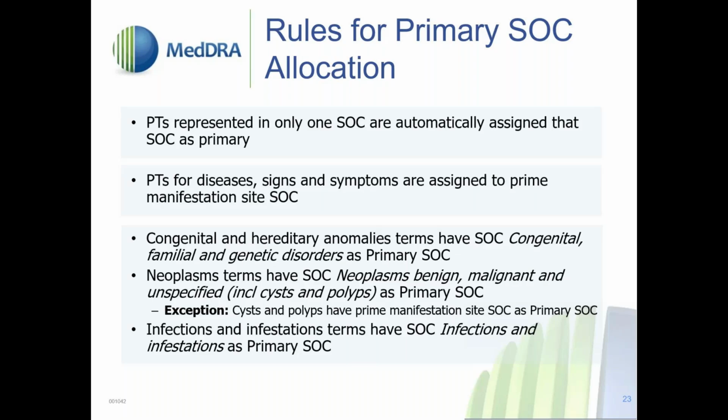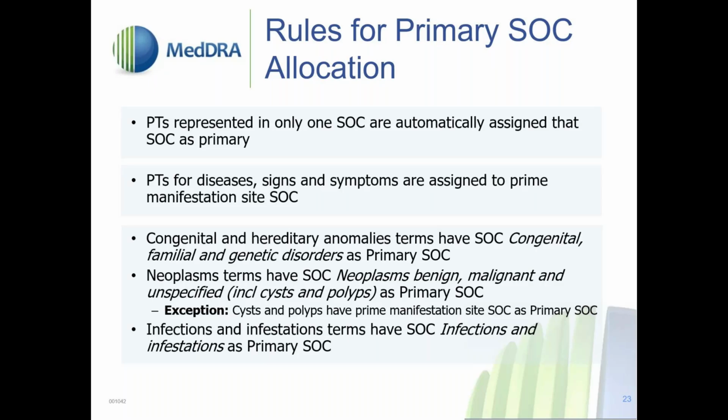What other important safety signals are there for any products? One is, can it cause a congenital deformity? Two is, can it cause cancer? And three is, can it cause an infection? Those are the three main exclusions to the rule that says the primary is the site of manifestation. So if there is an infection term, then the primary system organ class would be the infections SOC and not the site of manifestation, which explains that influenza link.